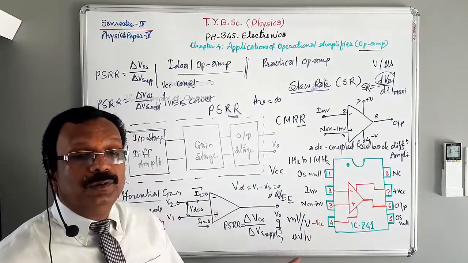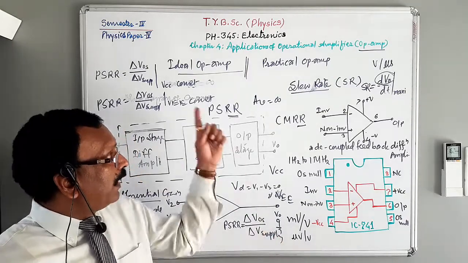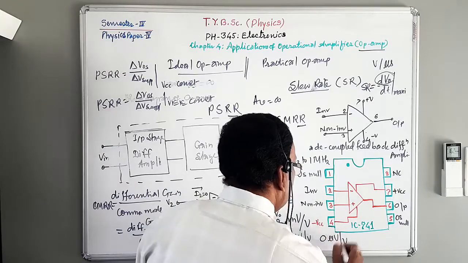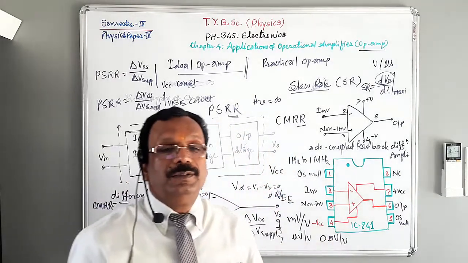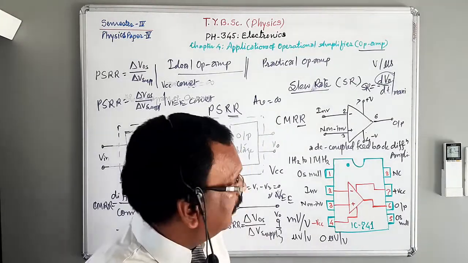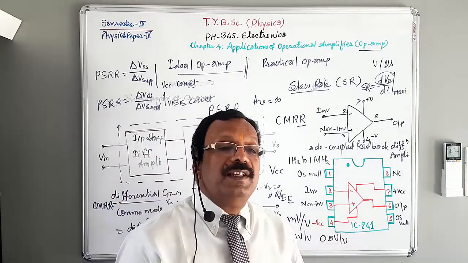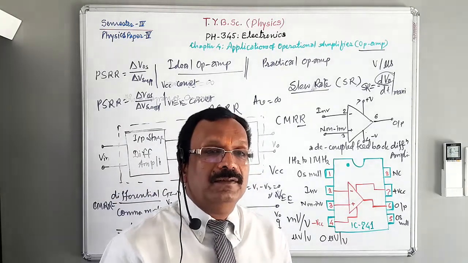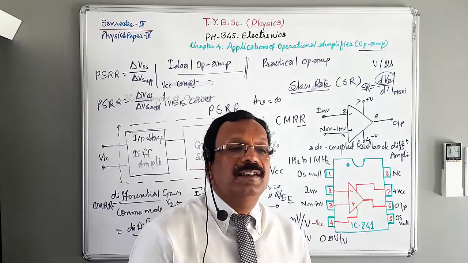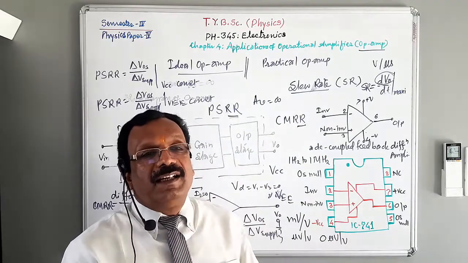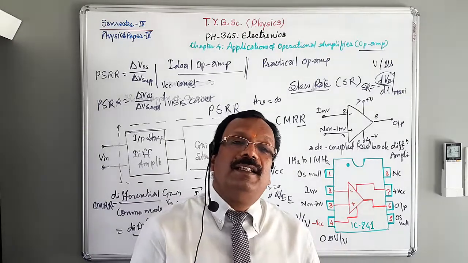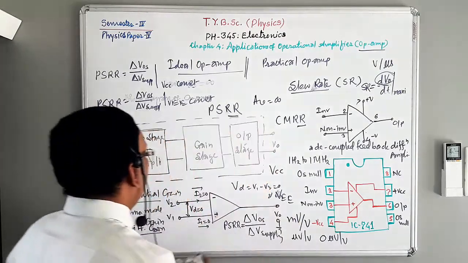An ideal value of PSRR for an ideal OpAmp is 0 microvolt per volt. Now we will see the difference or correlation; we are going to summarize some important characteristics of ideal OpAmp as well as practical OpAmp along with their symbols.